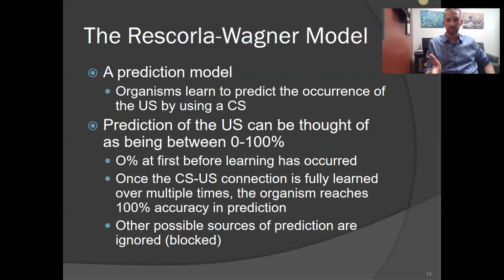Once you predict noise and then the shock, noise, shock, noise, shock, then if you add in noise and light, shock, noise and light, shock, the organism effectively ignores the light. They block the light. It doesn't factor into their prediction. So then if you only turn on the light and there's no noise, there's zero response to it. There's zero fear to it.